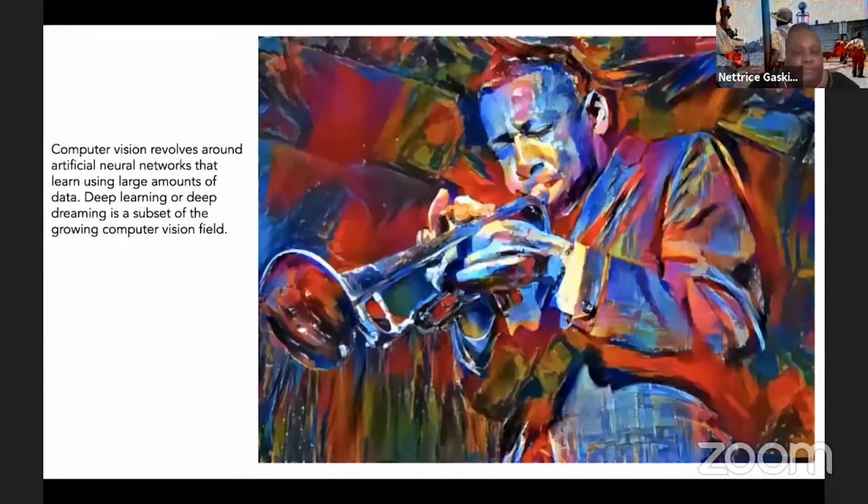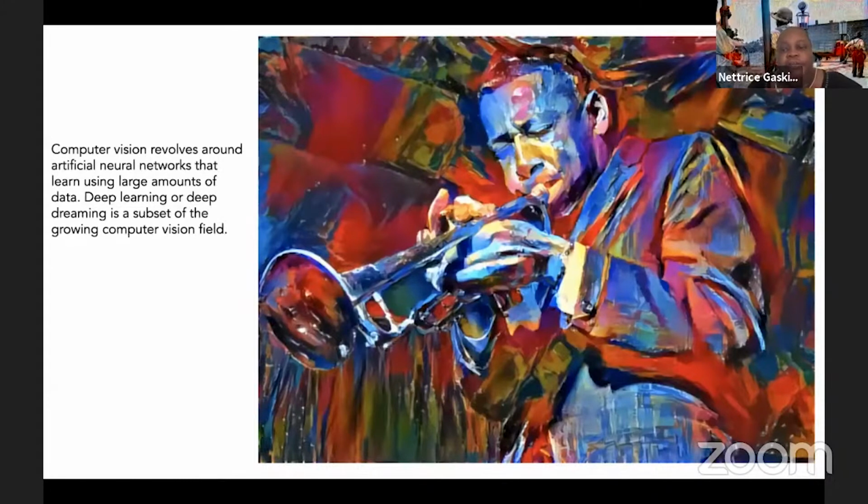Alongside of that, I was really looking into computer vision. Computer vision comes out of artificial neural networks that learn using large amounts of data. Deep learning, or deep dreaming, is a subset of a growing computer vision field. Deep Dream was something that Google came out with in 2015. They released the code to the world in 2015, and people began to create platforms for people to explore and experiment with deep dreaming, which is this deep learning idea in computer vision.